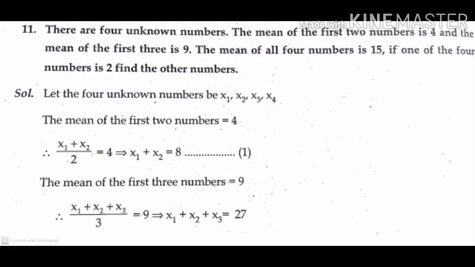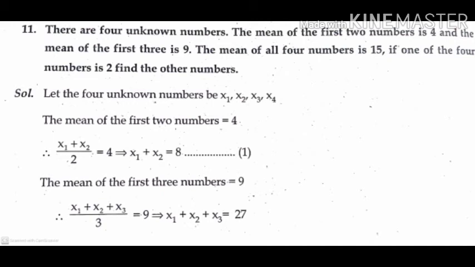Last question in this chapter. There are 4 unknown numbers. The mean of the first 2 numbers is 4 and the mean of the first 3 is 9. The mean of all 4 numbers is 15. If one of the 4 numbers is 2, find the other numbers. Solution. Let the 4 unknown numbers be x1, x2, x3 and x4.